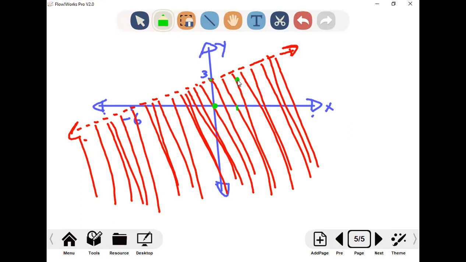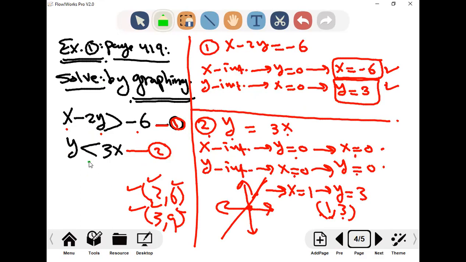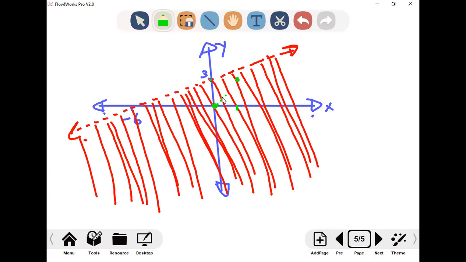Do we have an equal sign here? No. So the line will be points. But can I guess? I need to know the test point. Can I use 0, 0 as the test point?